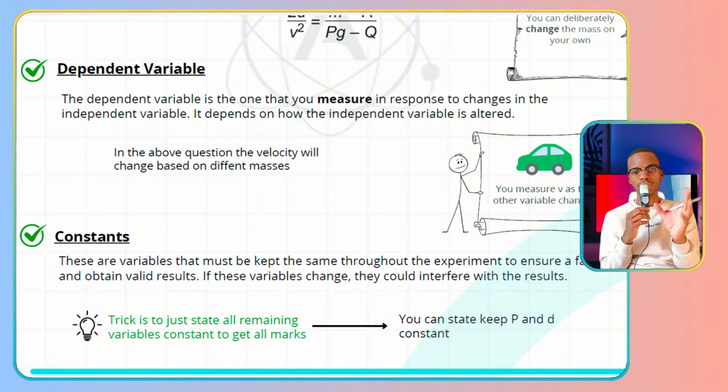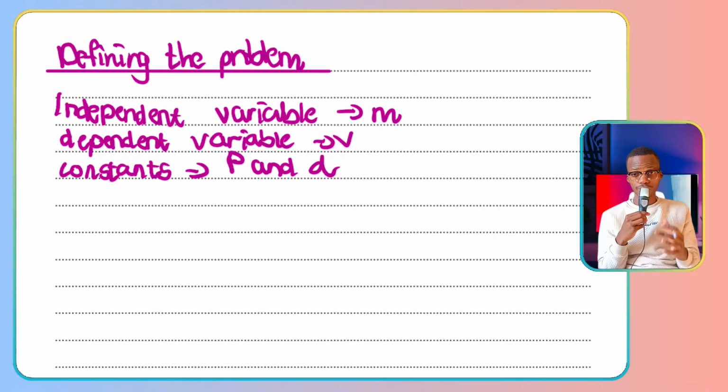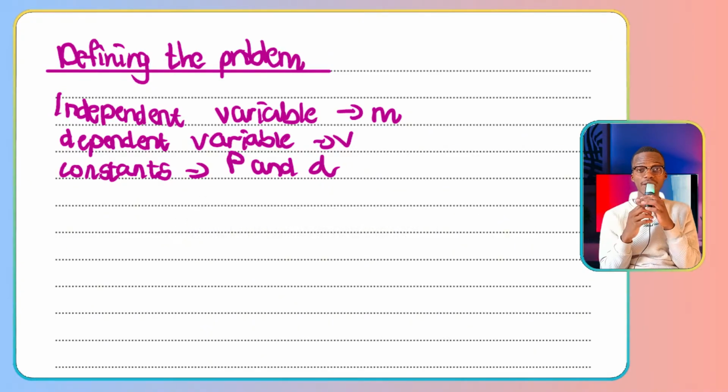And all you have to do is just look at an equation and extract the variables that you need to be mindful of. Now, if you do that, you get the first 2 marks under question 1 for paper 5. You're just defining the problem itself, right?